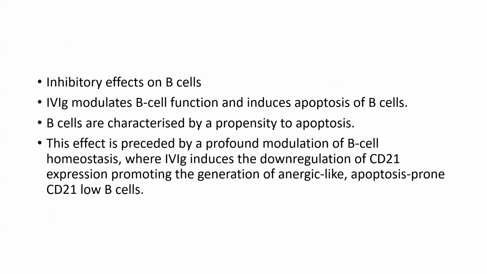Now the next function is the inhibitory effect on B cells. IVIG modulates B cell function and induces apoptosis of the B cell. B cells are characterized by a propensity to apoptosis. This effect is preceded by profound modulation of B cell homeostasis, where IVIG induces downregulation of CD21 expression, promoting the generation of anergic-like, apoptosis-prone CD21 low B cells.